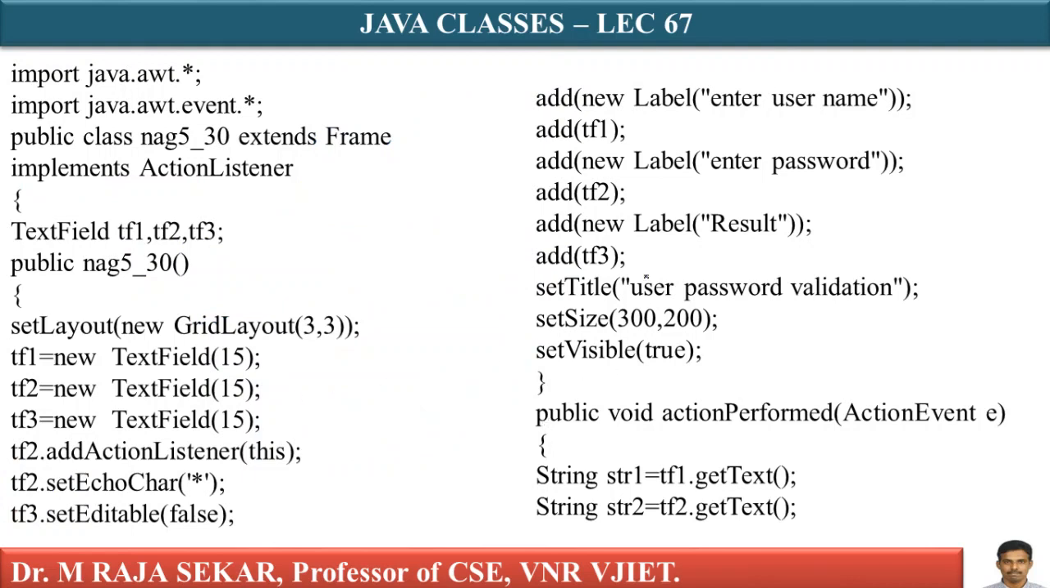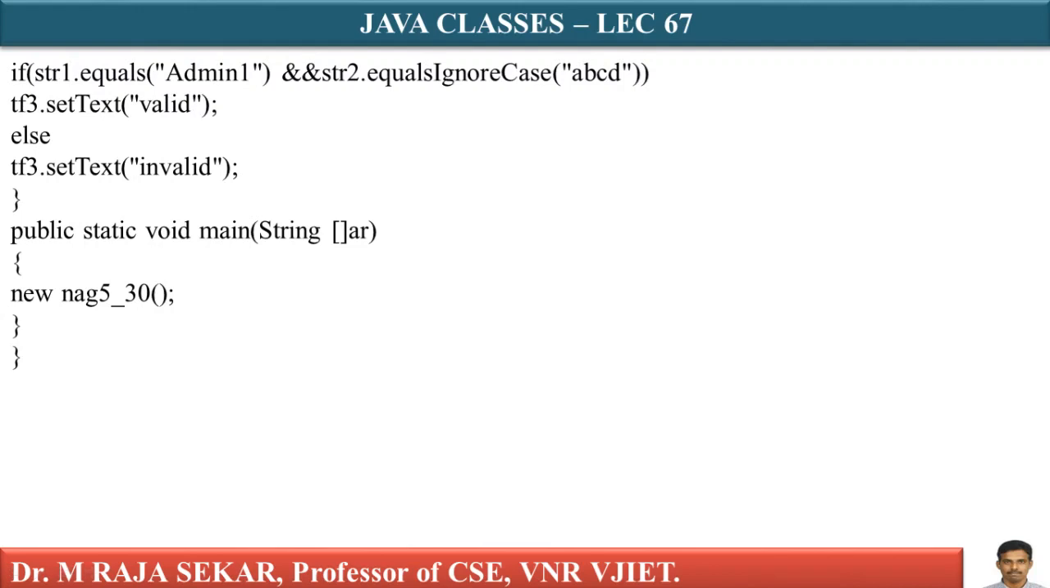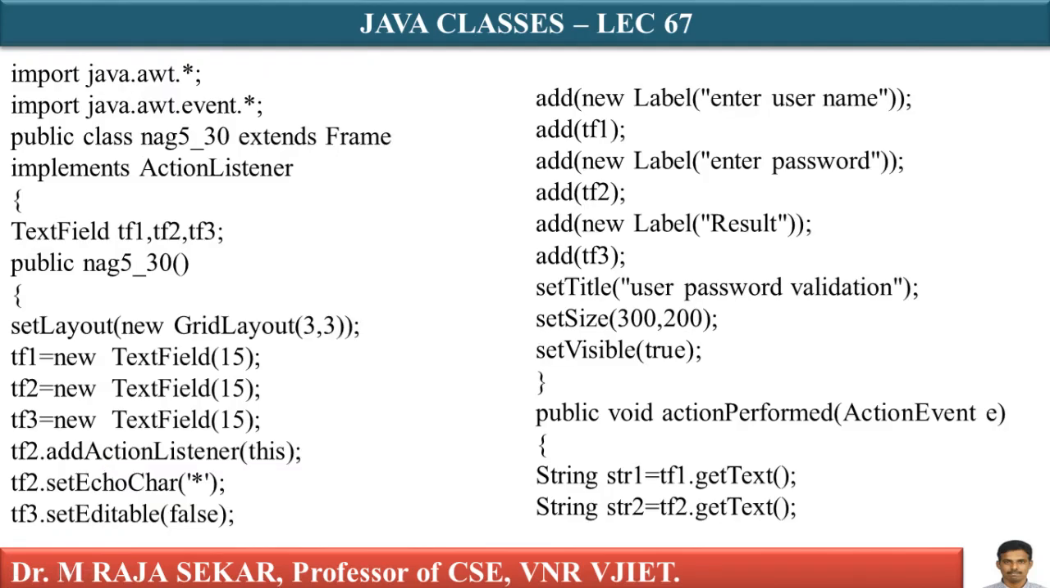Anyway, let me go to my public static void main(String[] args). Where can I create an object? new class name. Once I create an object, it will go to the constructor. This is my constructor, nag5_30. Now, setLayout(new GridLayout(3,3)). You are making a grid with 3 rows and 3 columns. I already discussed grid layout in my previous lectures, isn't it?